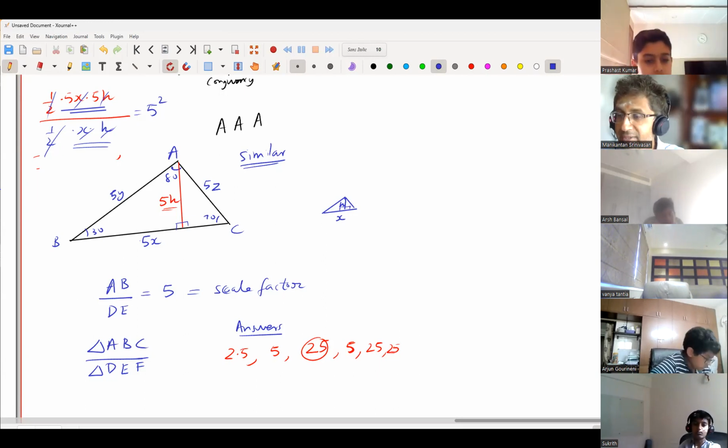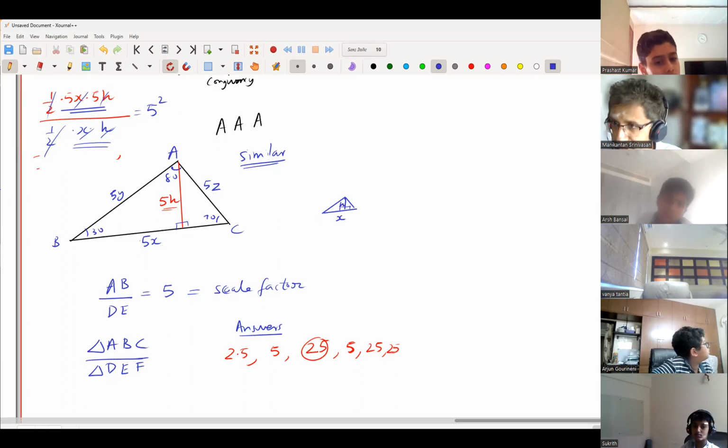Okay. And the interesting thing is we can extend this to 3 dimensions. So just assume there are two very similar objects and the scale factor is 5:1. If you look at the volumes of those two objects, right?